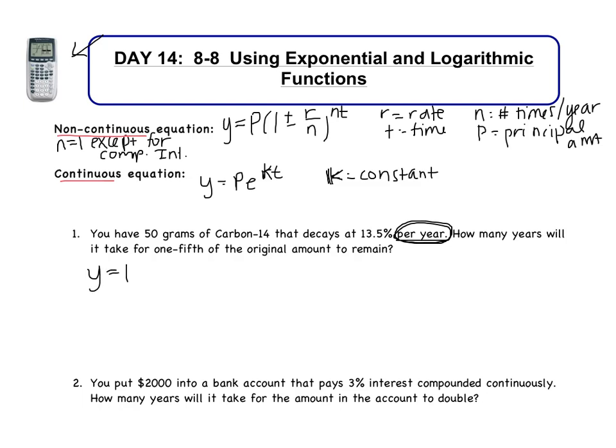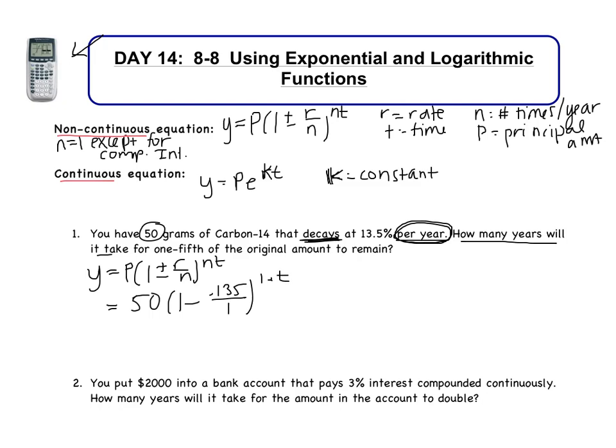So our equation is going to be y equals p times (1 plus or minus r over n) to the nt. p is our starting amount, which is 50. I start with 50 grams. This time it's decaying, so I'm going to be subtracting 13.5%. Remember that you need to change that to a decimal, so that's 0.135. n is 1 because this is not compound interest. Again, compound interest will say compound interest. Then it says how many years will it take?